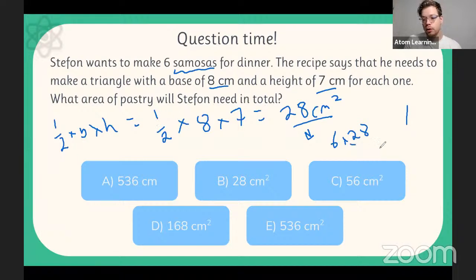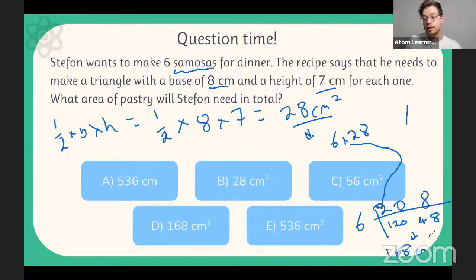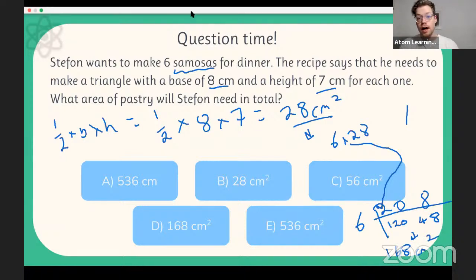So we are just going to go all the way down here. We need to do 6 times 28. Do you know what? You need to pick the method that works for you. I always like the little box method. So 6 times 20 is 120. 6 times 8 is going to be 48. Then I just need to add 120 and 48, which gives me 168 centimeters squared. Who got that answer?